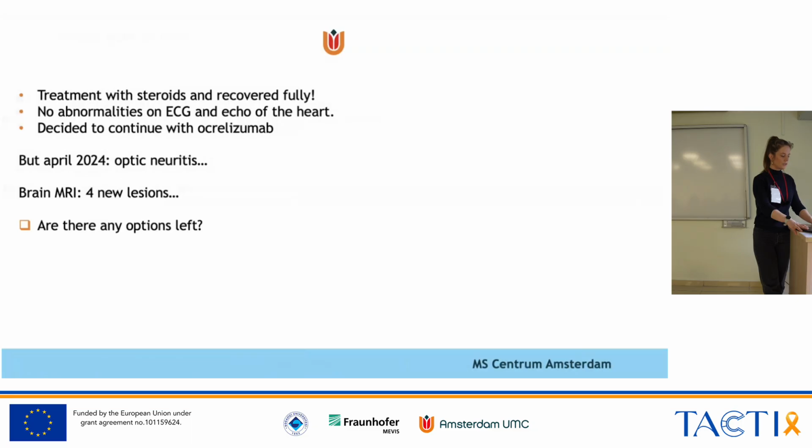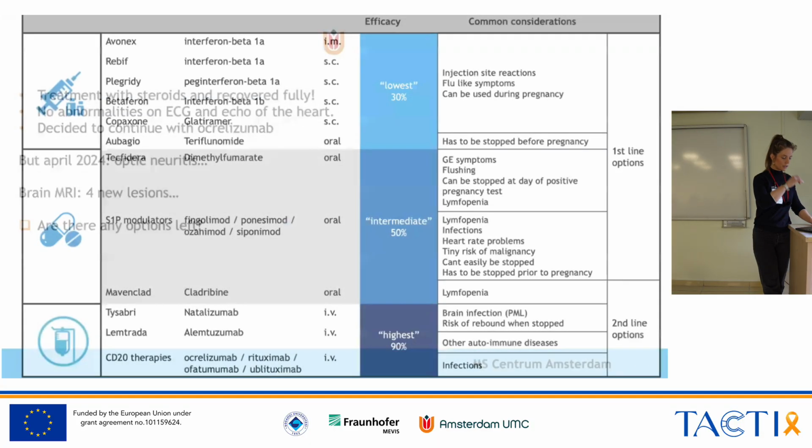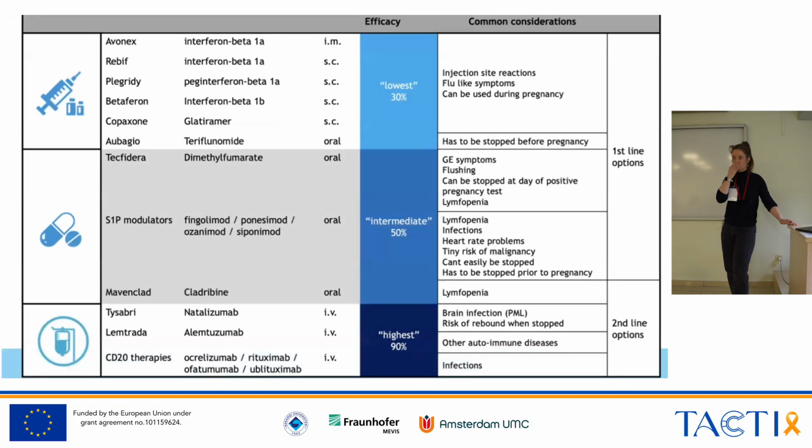But then we had the difficult decision or situation that in April 2024 she had another relapse. So she had an optic neuritis, and the brain MRI showed 4 new lesions. And there the question was, are there any options left?